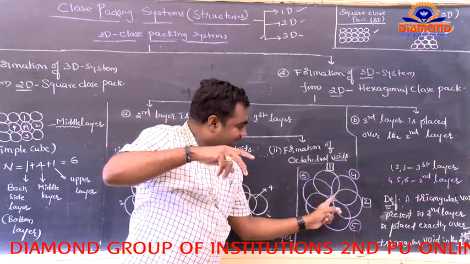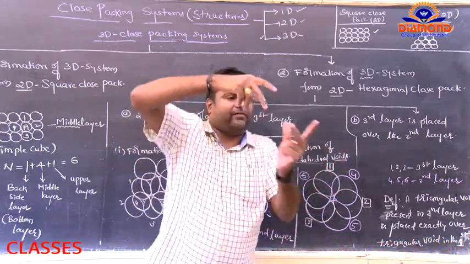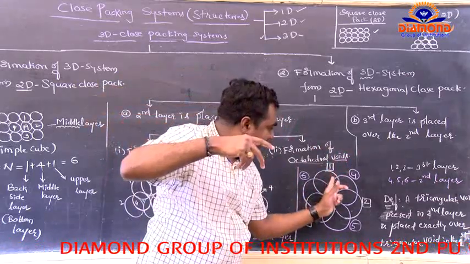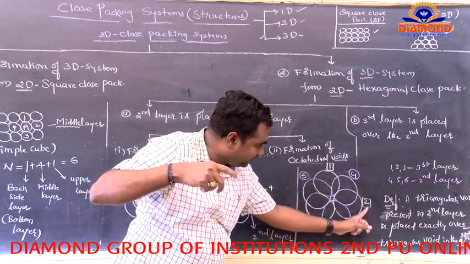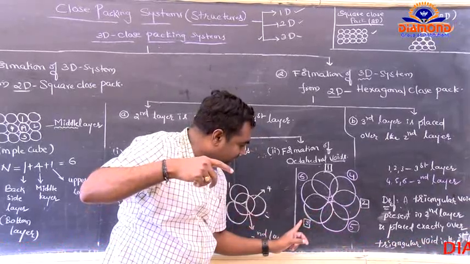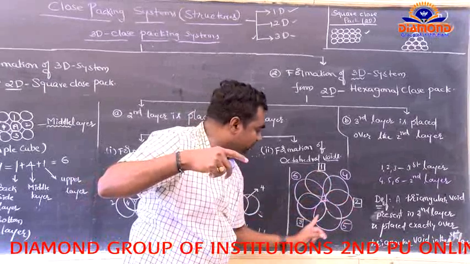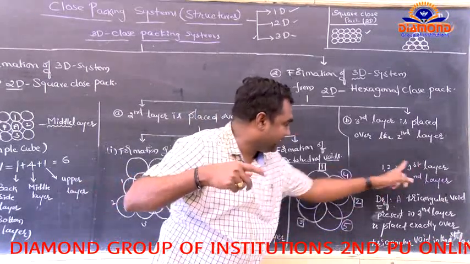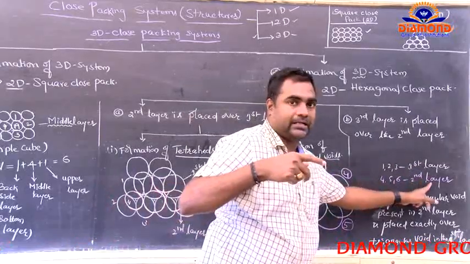Here the void, how does it form? Above the first layer, between 1 and 2 we get the fourth sphere. In between 2 and 3 we get the fifth sphere. In between 3 and 1 we get the sixth sphere. 1, 2, 3 belong to the first layer. 4, 5, 6 belong to the second layer.